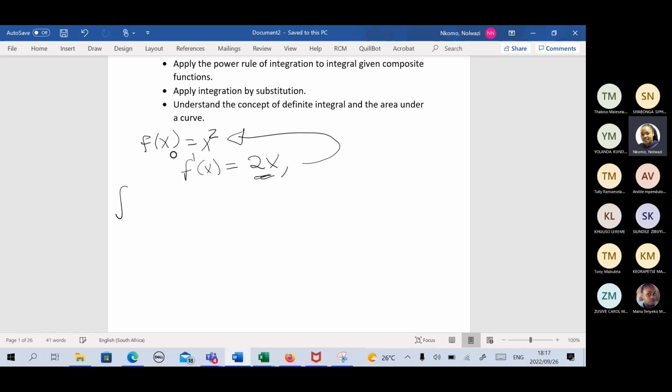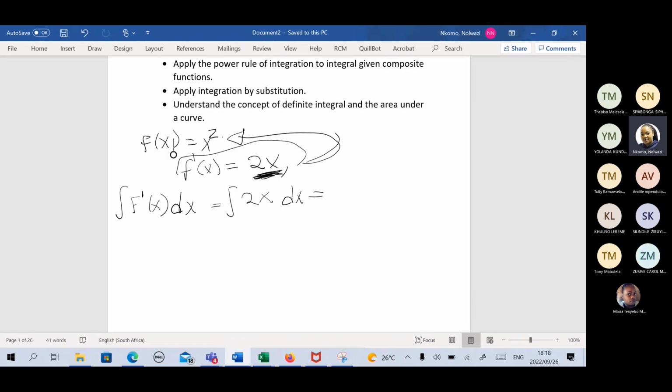I'm sorry, guys. If we are asked to integrate f prime of x with respect to x, which is the result of differentiating this function, where f prime of x is equal to 2x, and we are asked to integrate 2x with respect to x, since integration is the reverse process of differentiation, and this function is the derivative of that function, if we integrate this derivative, we should get the original function x squared, which is f of x, right?